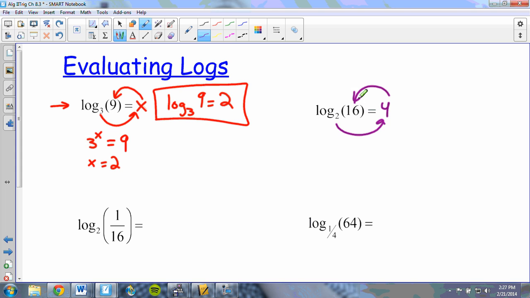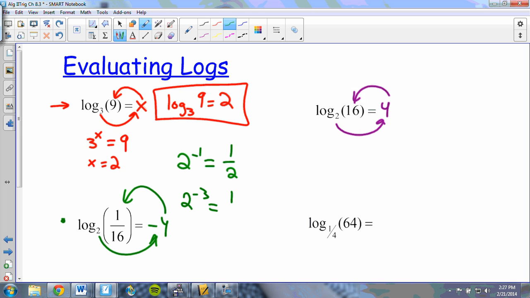Pause it, take a second, and try to answer what log base 2 of 1/16 would be. And if you said -4, congratulations, 2 to the -4 is 1/16. Because remember, a negative power flips a fraction. So like a -3 would be 1 over 8, because 2 to the 3rd is 8, and the negative flips the fraction over.